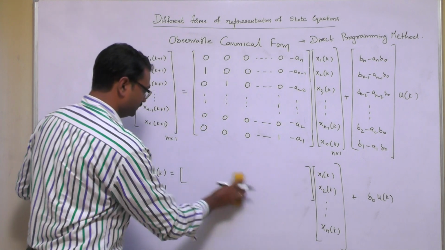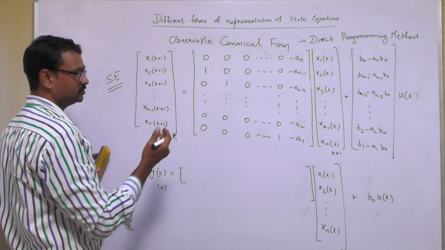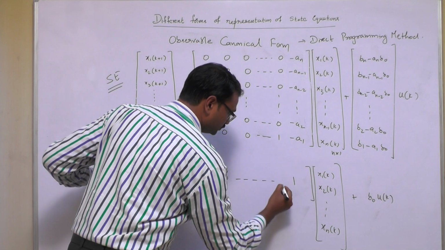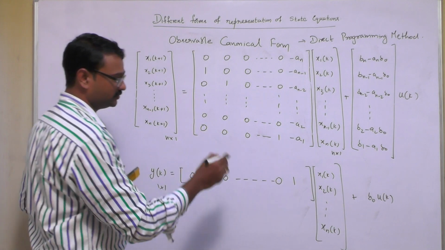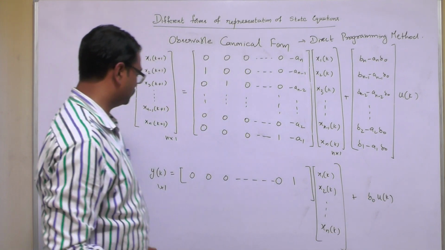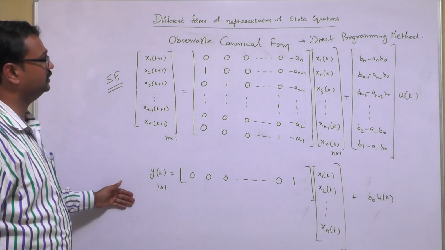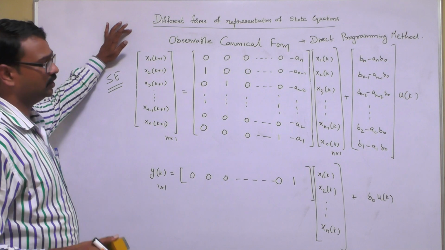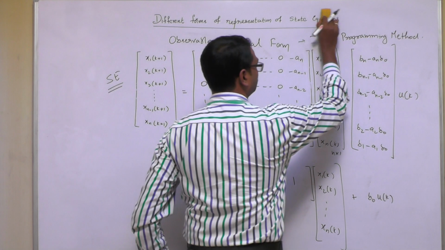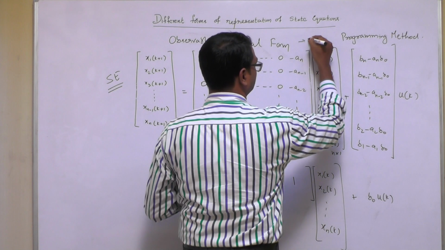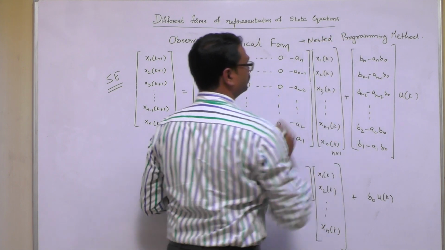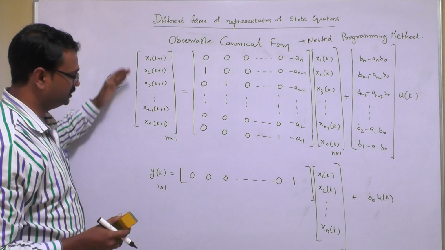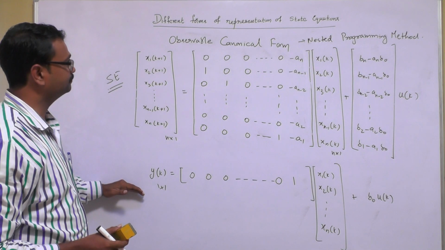The input matrix here is also the transpose of the input matrix in the controllable canonical form, which you have here as 0, 0, 0, 1 times x1 of k, and the D matrix remains as it is. So now you have these two equations for the observable canonical form. One thing we can say is that for the observable canonical form, you can derive these equations using the nested programming method.